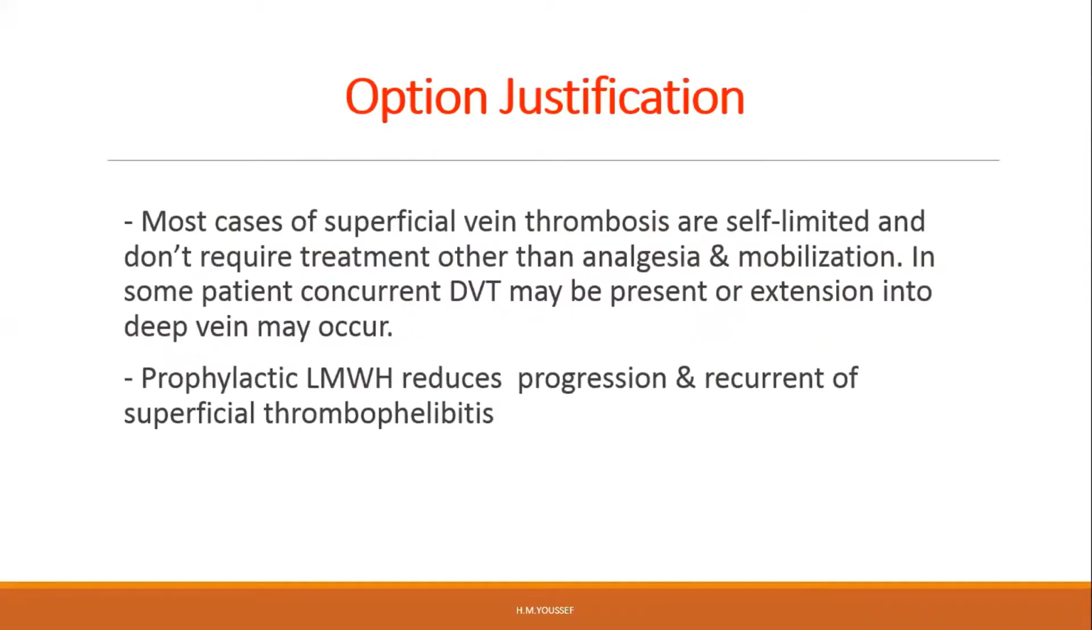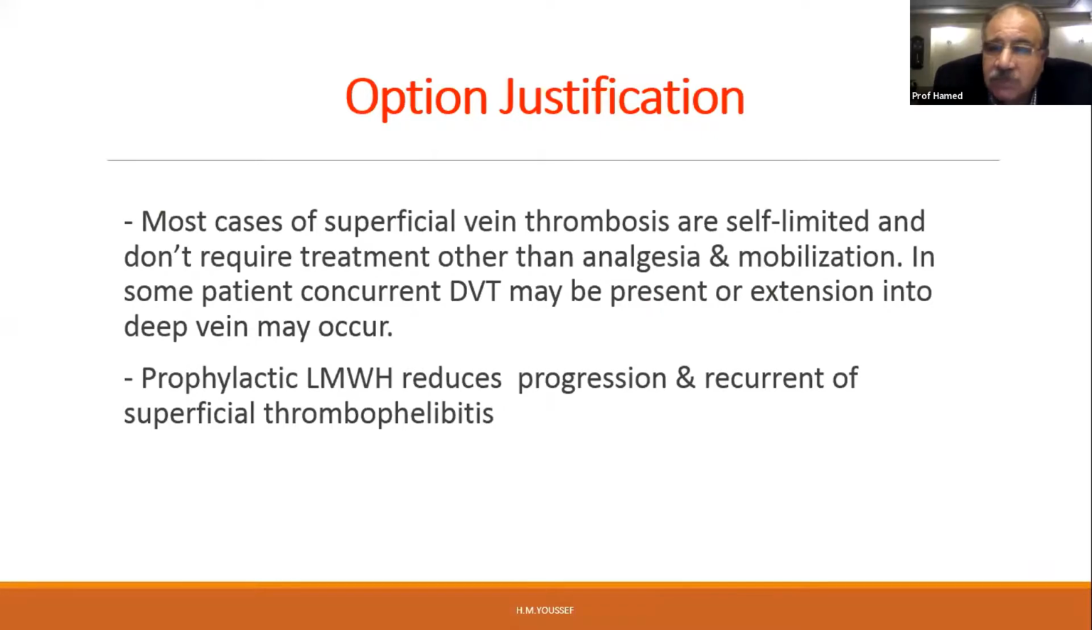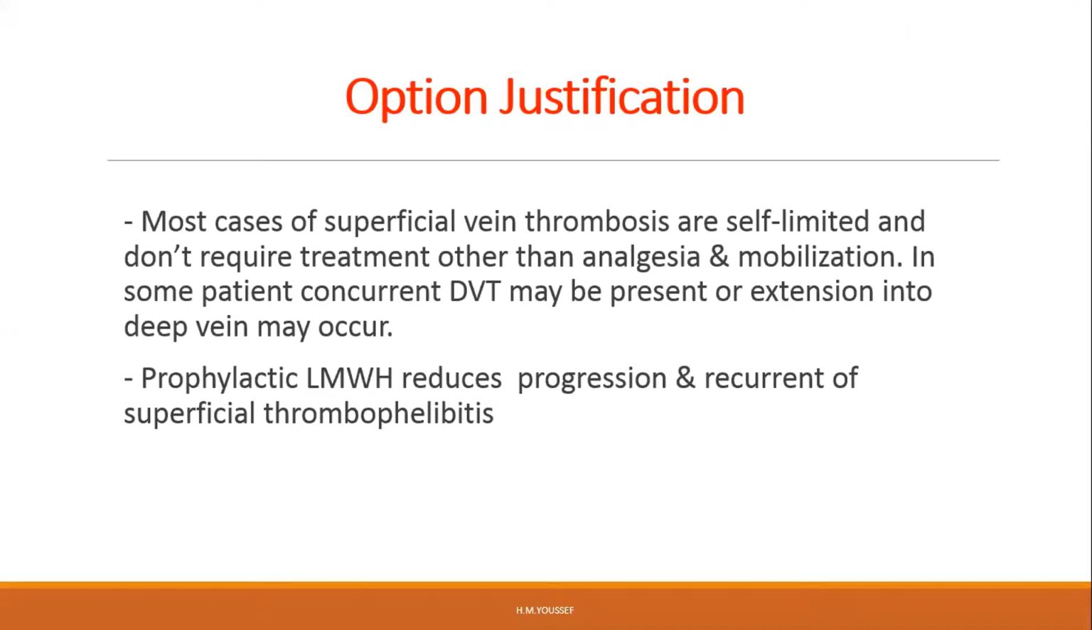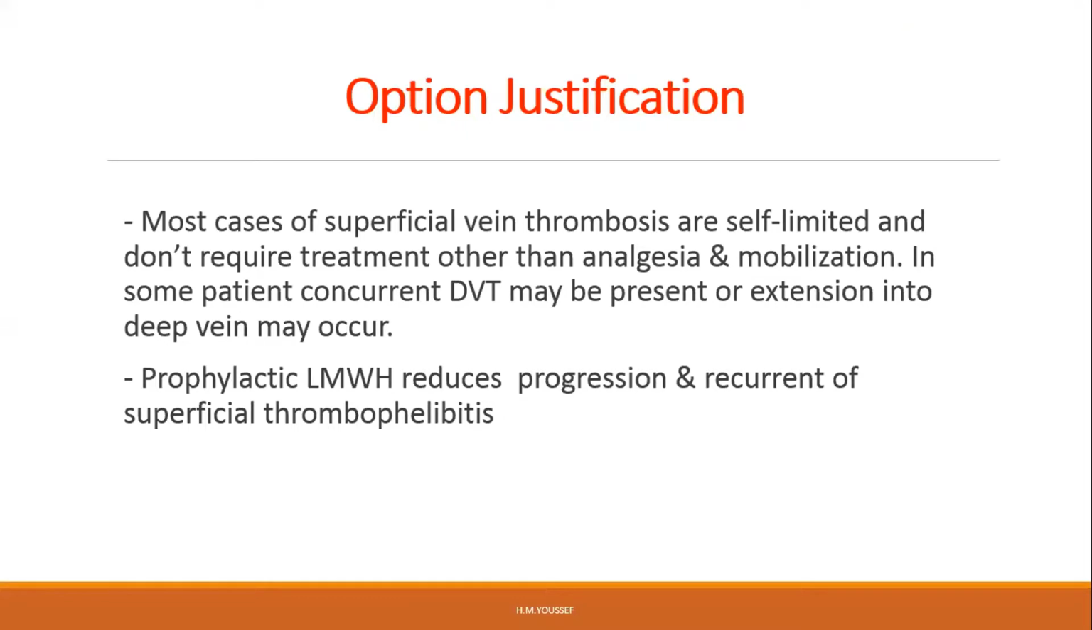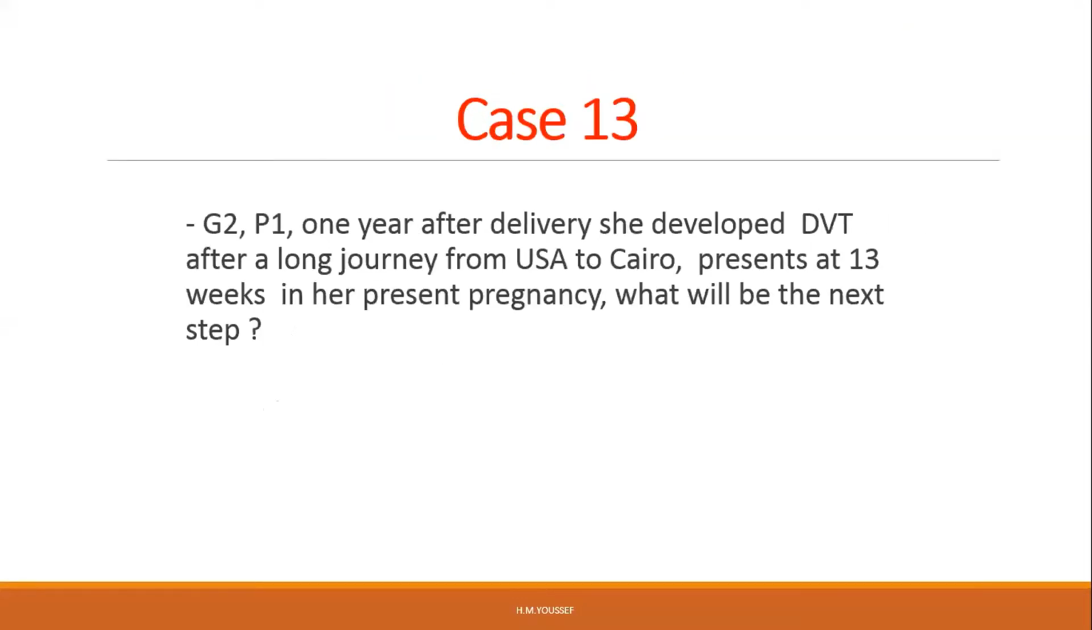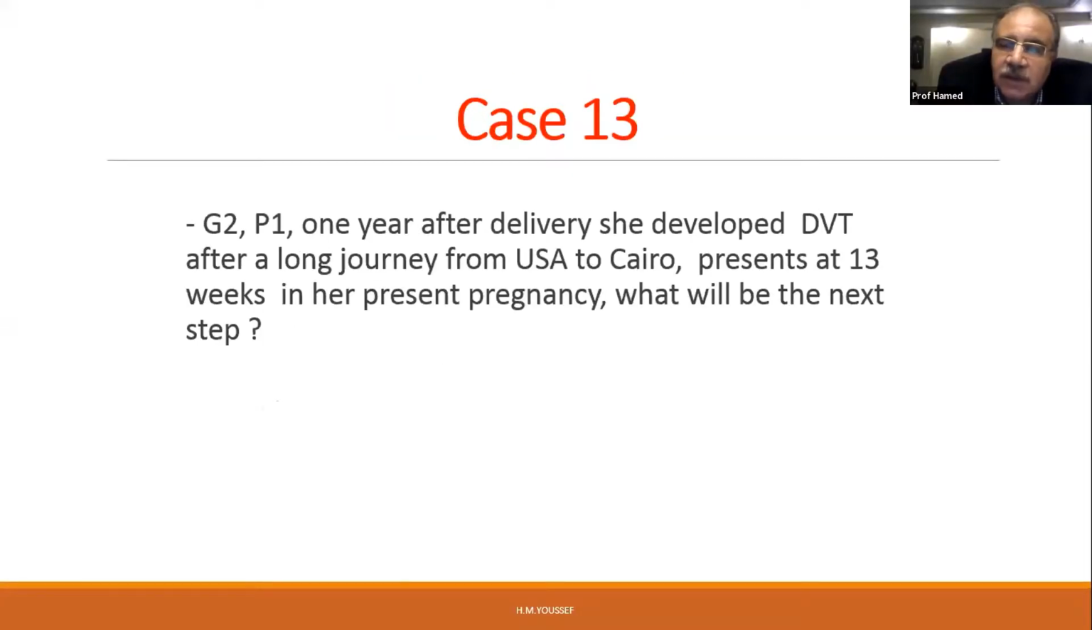In reality, most cases of superficial vein thrombosis are self-limited and do not require treatment other than analgesia and mobilization. But some patients concurrently might have DVT or might develop DVT, and so a prophylactic low molecular weight heparin reduces the progression and recurrence of superficial thrombophlebitis. So the answer is to give low molecular heparin for a period of at least 1 week.